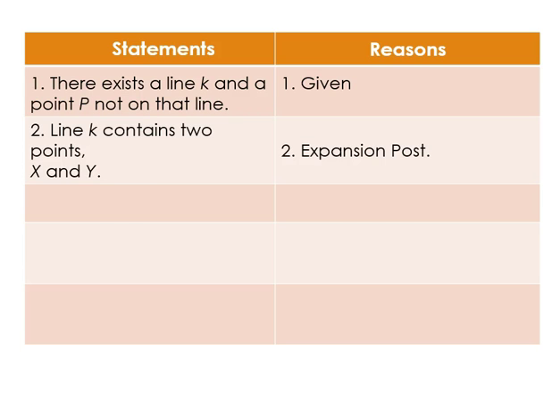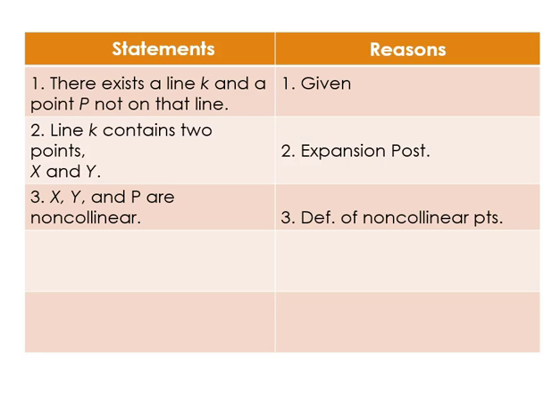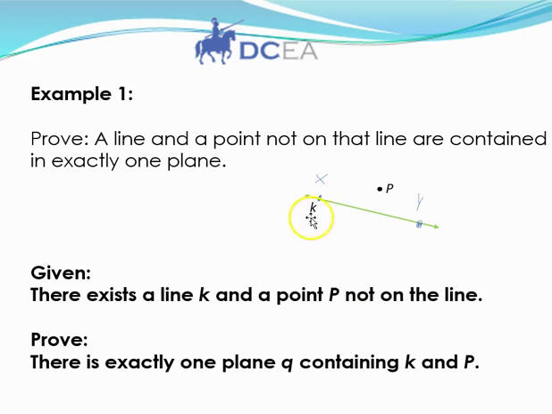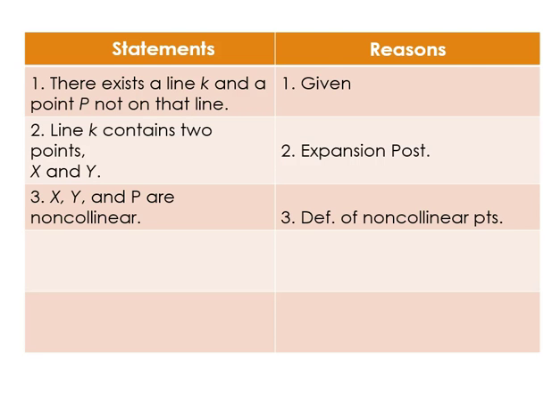Let's go to the next step. X, Y, and P are non-collinear. Let's look at the drawing. What would that be? That would be a definition. That's the definition of non-collinear points. Non-collinear points are points that do not line up on the same line. So remember, collinear points would all be in a row. Non-collinear points will not be.